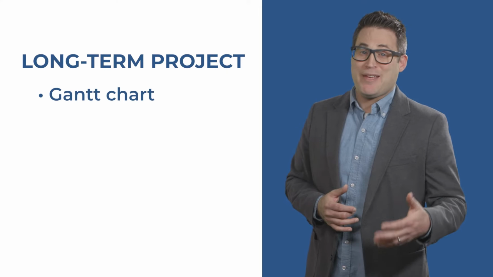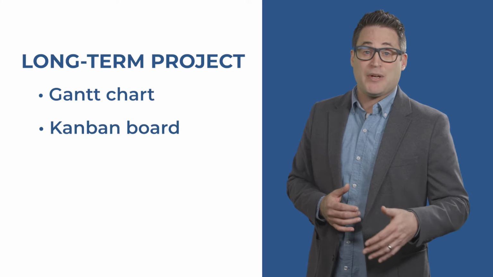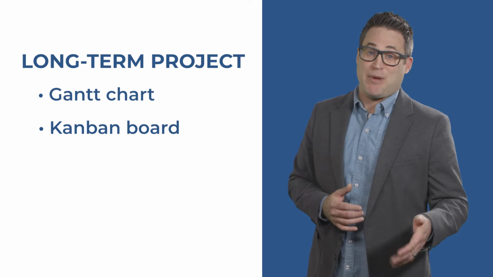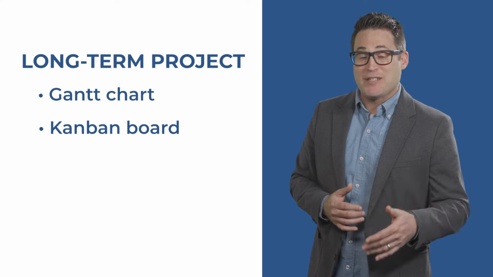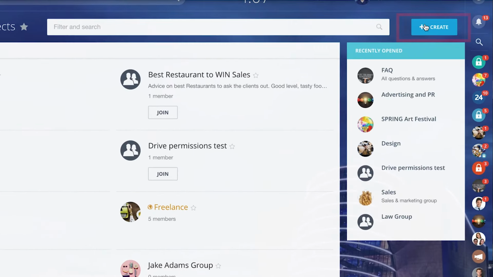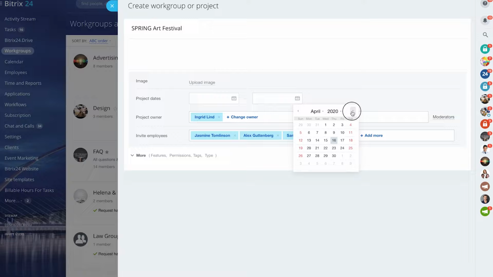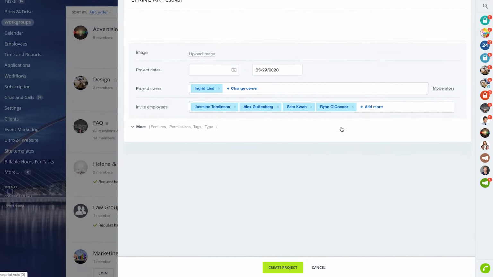When you're dealing with a big long-term project, it's much easier to create a work group where you can assign multiple tasks to the project members and monitor their progress on the Gantt chart or Kanban board. To create a work group, click on the Create button on the Work Groups page menu and choose Private Work Group. Then, invite your team members to the group, define their roles, and start assigning right away.